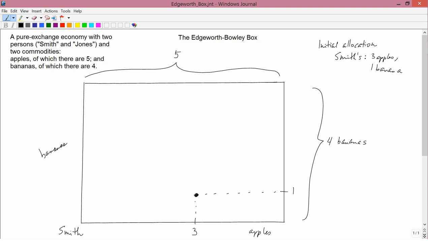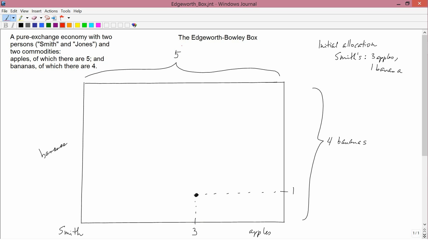Now, a really nice feature of the Edgeworth box, in fact, the whole reason why we use an Edgeworth box, is because it's quite easy, once we know how many apples and bananas Smith has, to figure out how many apples and bananas Jones has. Let's think about apples. We know there are 5 apples total in the whole economy. Smith has 3 of them. Well, if there are 5 apples total in the whole economy and Smith has 3 of them, Jones has to have the other 2.